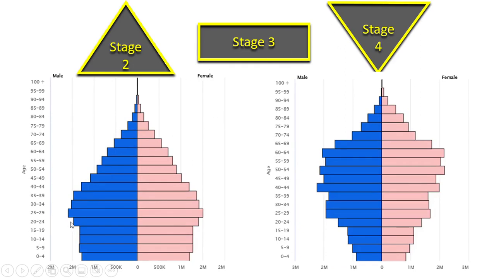Finally, we get to what we see here. Now we see an inward shape at the bottom, characteristic of a stage 4 country. So these are clearly stage 4 countries that have progressed from stage 2 to stage 3 and now are currently in the demographic transition model stage 4.